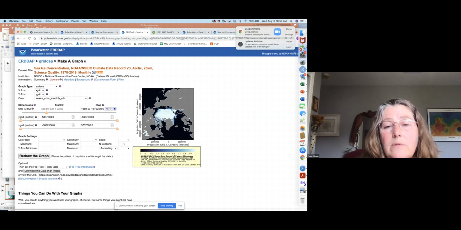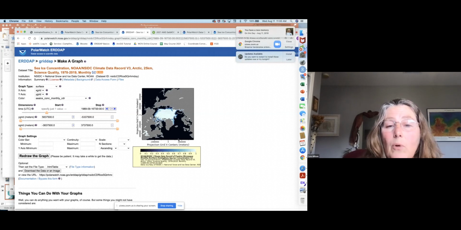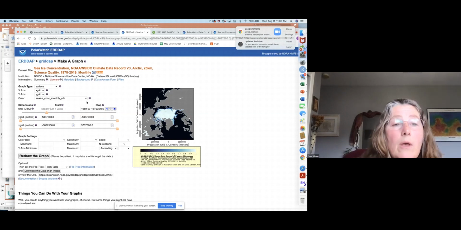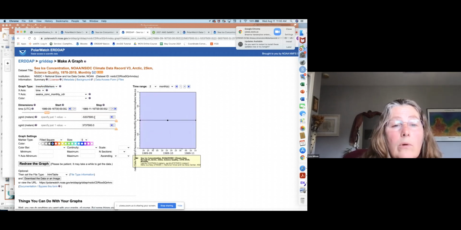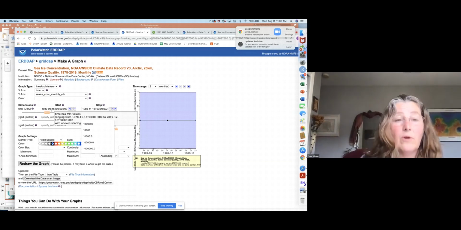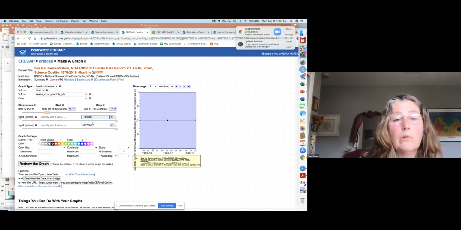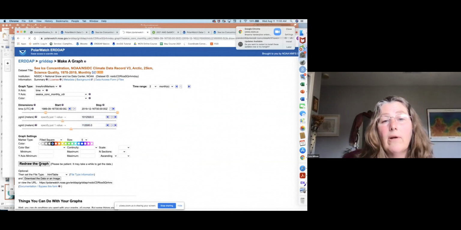So let's make a time series in this area. This is also a nice area because on these projected coordinates, it's a nice, easy number. The X and Y grids are both about 1 million meters. So we're going to change our graph type to lines and markers. And we're just going to specify one value. So this is basically just one pixel that we're looking at in that area. And let's have a nice time series here of the entire data set. And then we're going to redraw the graph.